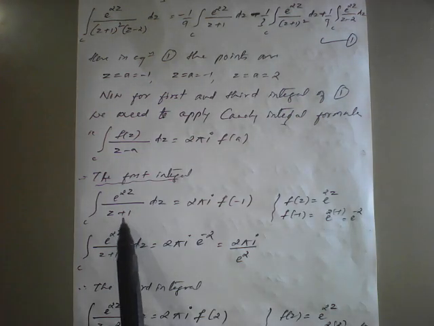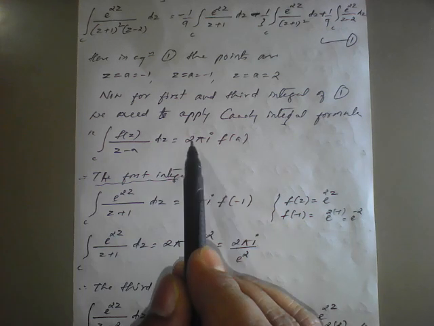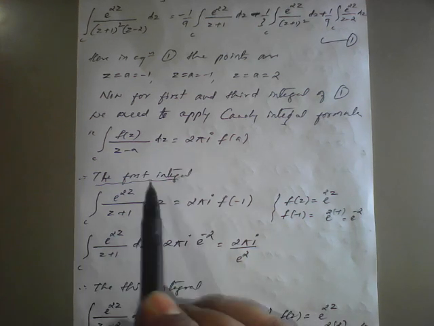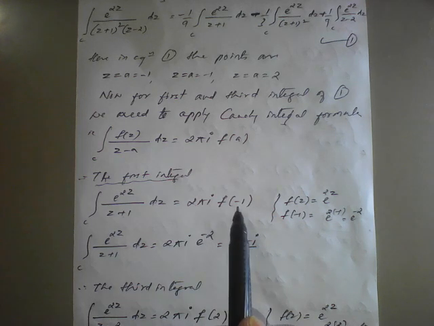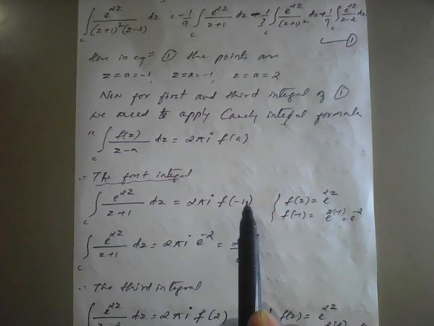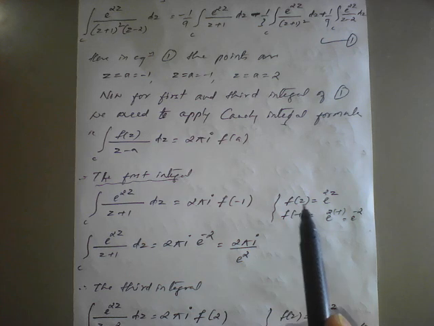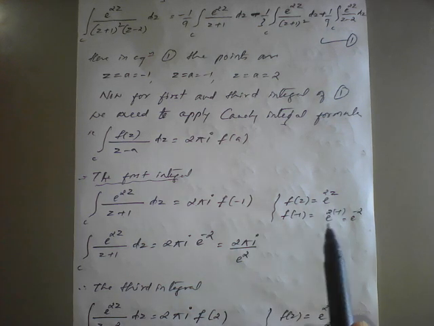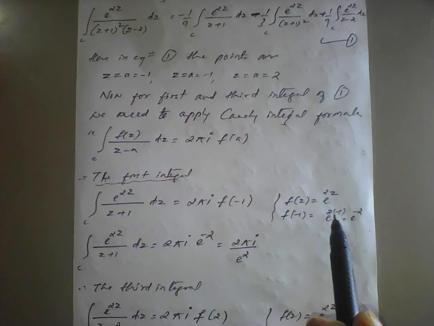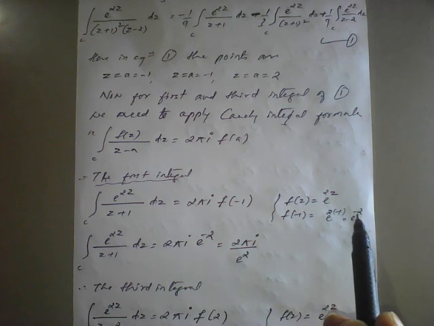So here we need to apply, so z value is minus 1, so 2 pi i, a value is minus 1. This a value we need to apply in f of z. Our f of z is nothing but e raised to 2z. Replace z equal to minus 1 here, so it will become e raised to minus 2.